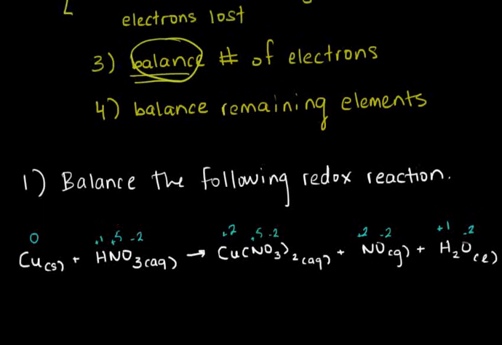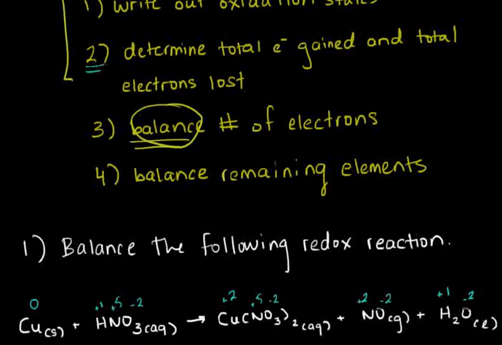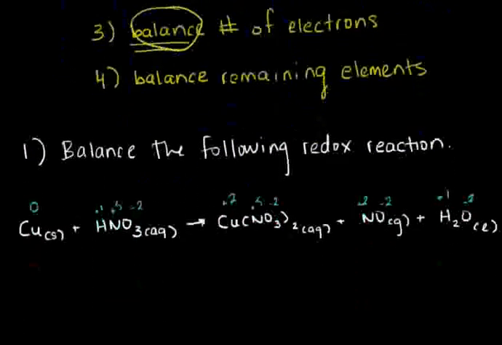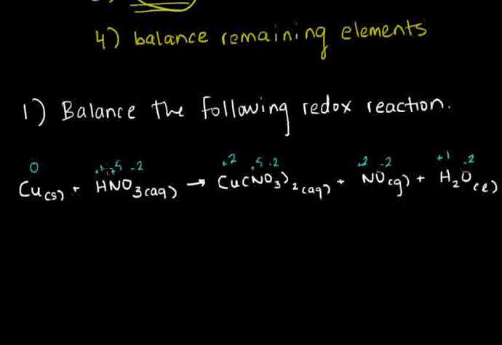Now we're going to look for changes in oxidation state to figure out the total number of electrons gained and lost. First thing I see is copper. Copper goes from 0 to +2, meaning it lost 2 electrons. We've gone up by 2. Copper's been oxidized. And here's the little trick.